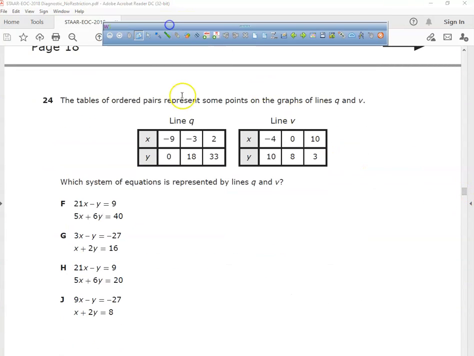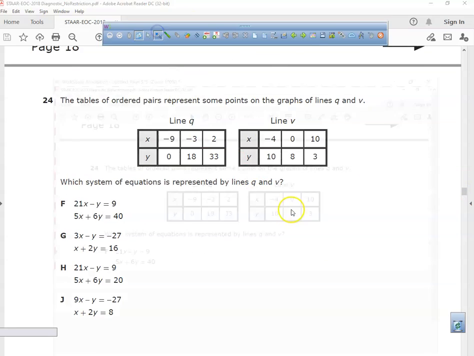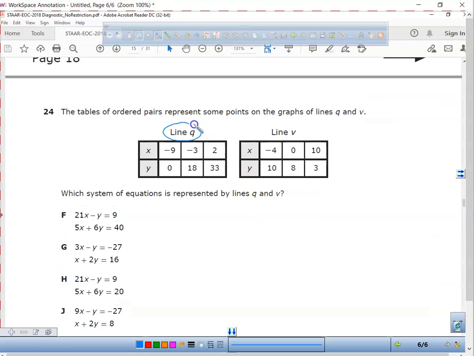All right, guys, this one was kind of tricky because you have a table and you have what? Line Q and line V. Now I'm going to show you what you could do in Desmos. But honestly, there's only one concept you really need to know.